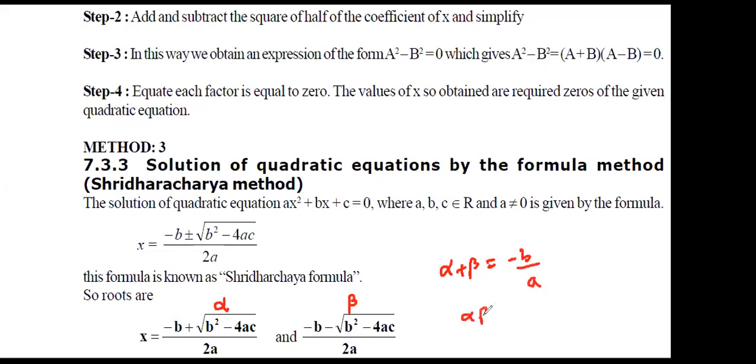And if you multiply these two, alpha into beta, this is again a minus b, a plus b, so it will be a square minus b square. Minus b square will become b square, and again this is minus b square, so it will cancel. So we are left with plus 4ac by 2a into 2a, which will become 4a square. So 4ac by 4a square will become c by a.